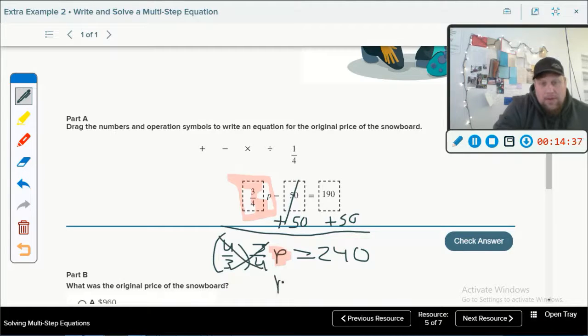Now, 3 goes into 3 once. It goes into 240, 80 times. 80 times 4 is 320. Boom, right there. Awesome. So the original price of the snowboard was $320. Awesome.